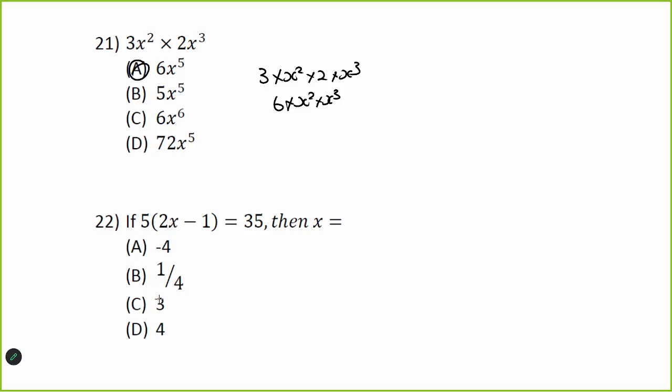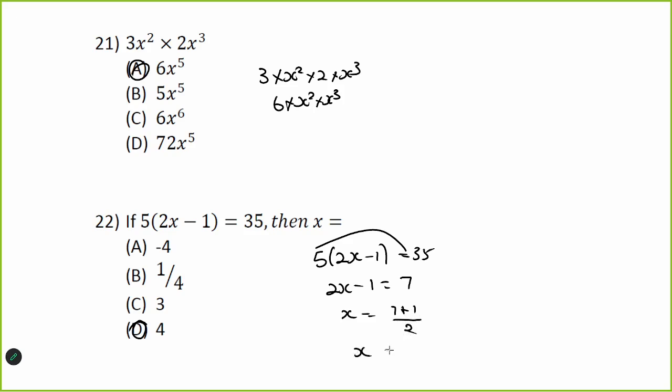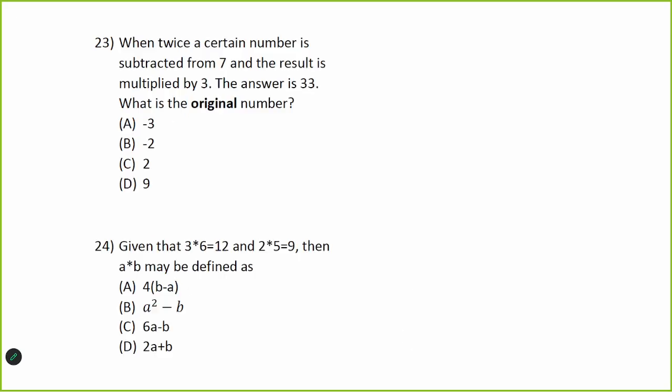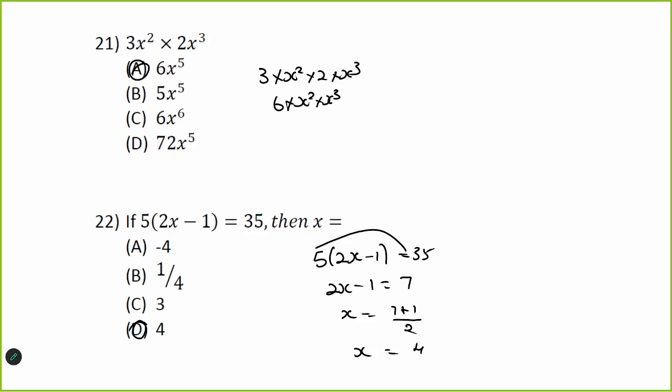This is a repeated question. I believe the answer was 4. Well, let's do it. That would be 5 by 2x minus 1 is equals to 35. This would be 2x minus 1 is equals to 35 divided by 5, which is 7. X would be 7 plus 1 over 2. I'm just doing everything one time because we did this question like 3 or 4 times, right? This would be 4. Yeah, so the answer is 4.